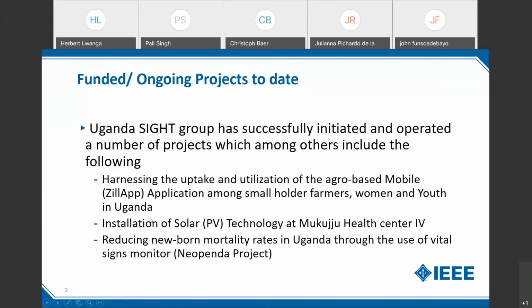So within this project, a device that can detect those four vital signs has been developed, and at the moment it's being tried out in one of the government hospitals in Uganda. This hospital is called Jinja Referral Hospital. So, basing on the results that the team gets out of this pilot testing, it will guide the SIGHT group and Neopenda on the next steps. Next slide, please.